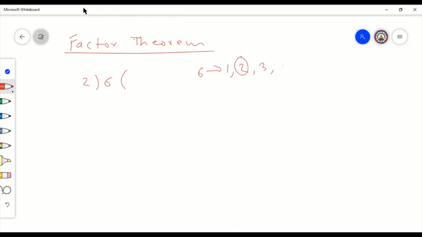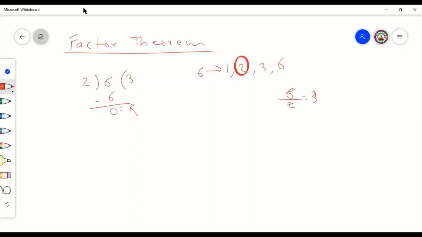Write the 6 also. 2 is one of the factors of 6, because whenever we divide it, we get 3. It is exactly divisible. The remainder will be 0, isn't it? So 2 times 3 is 6, minus 6, the remainder is 0. We can say that 2 is one of the factors of 6.